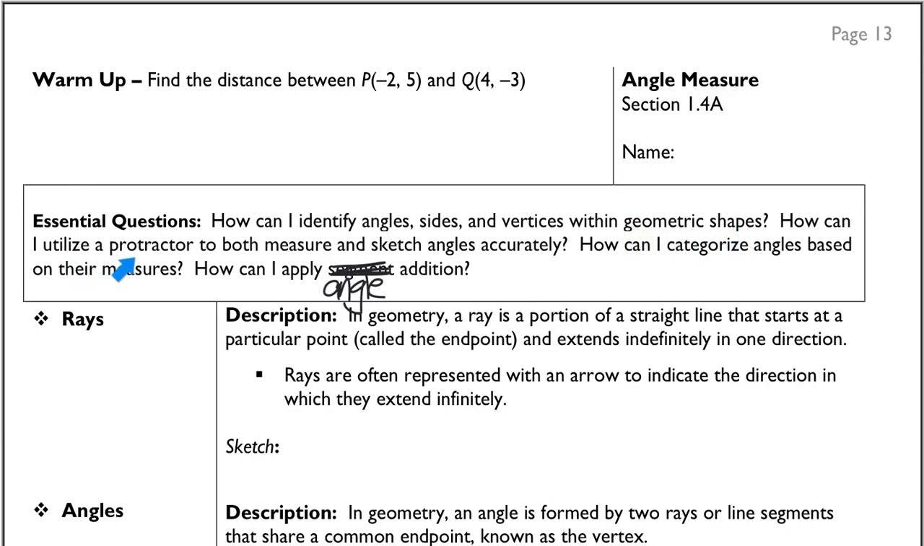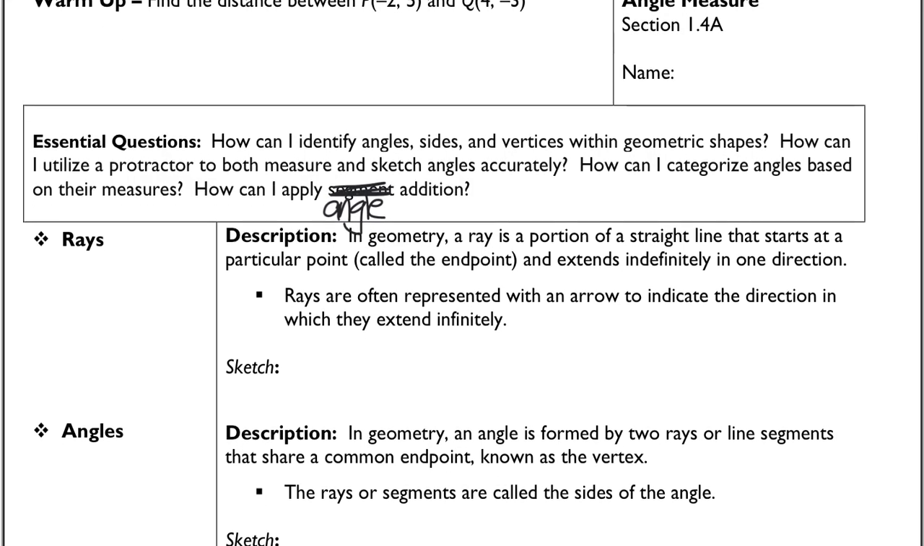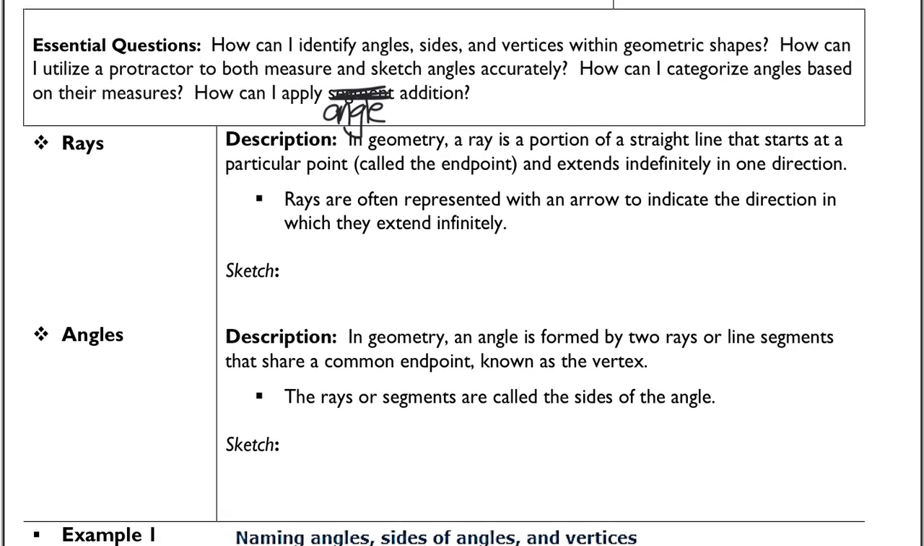How can I utilize a protractor to both measure and sketch angles accurately, as well as how can I categorize angles based upon their measures? And then lastly, we're going to apply the angle addition property, not segment addition, or postulate if you want to call it that. So the first thing we're going to do is talk about what is an angle and what is a ray.